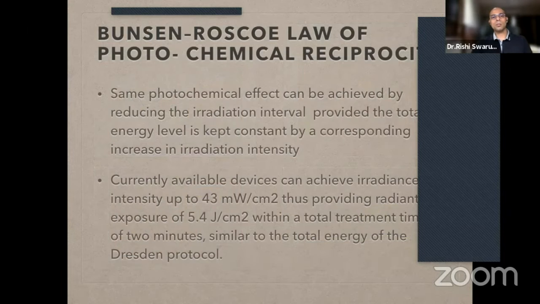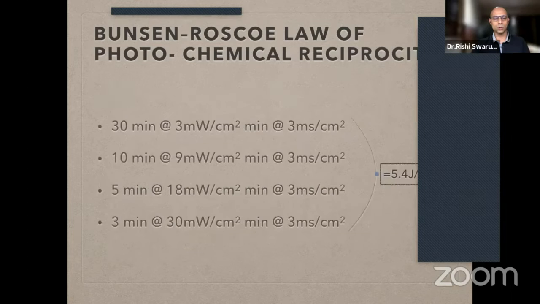So this is an important rule that we must remember, the Bunsen-Roscoe law of reciprocity. Basically, the same photochemical effect can be achieved by reducing the irradiation interval if you increase the energy, and vice versa. Okay, so theoretically, you can use 3 milliwatts for 30 minutes, or you can use 30 milliwatts for 3 minutes. Although practically it doesn't exactly apply, essentially that's what this law states, so that your net exposure is 5.4 joules per centimeter square.